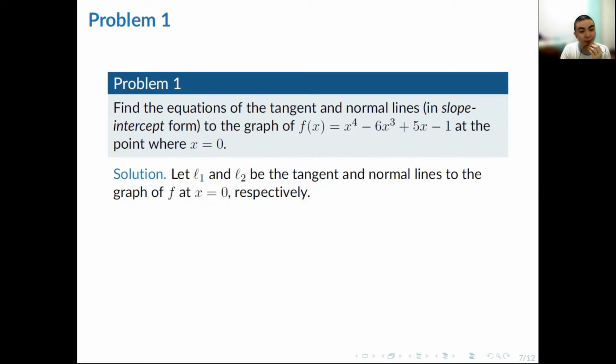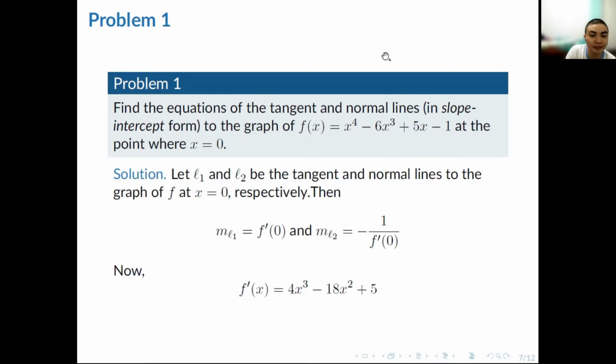Next naman, syempre may line tayo, hanapin natin yung slope. Kung maalala nyo sa previous slides natin, yung slope ng tangent line to the function at a given point is the derivative of the given function. So yung slope ng ating tangent line is equal to the derivative of f evaluated at x equals 0. Tapos yung normal line naman natin is perpendicular to the tangent line. So dapat yung slope ng ating normal line is the negative reciprocal of that slope of our tangent line.